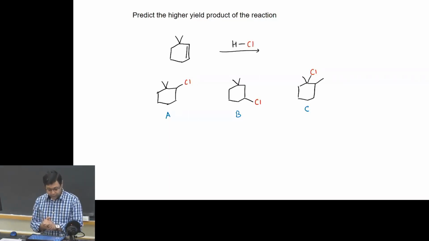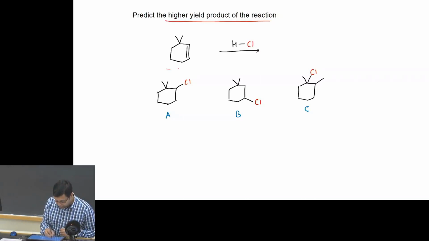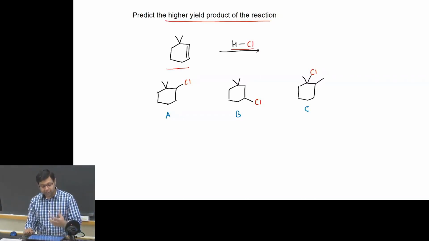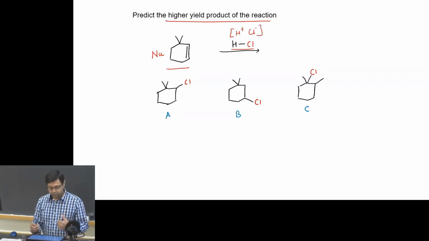Alright, let's take a look at this question. Find the major product of the reaction. You're given this alkene and HCl as the other reactant. First step is to identify what is the nucleophile and what is the electrophile. Alkenes, we know, behave as good nucleophiles. HCl you can write as H plus and Cl minus. H plus is the electrophile in the reaction.